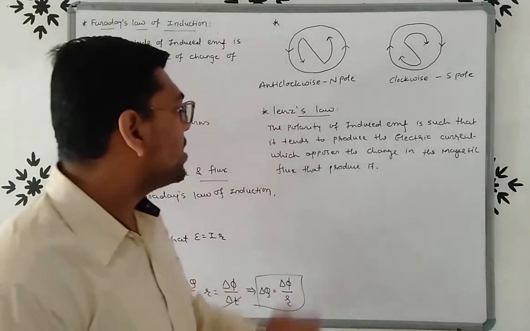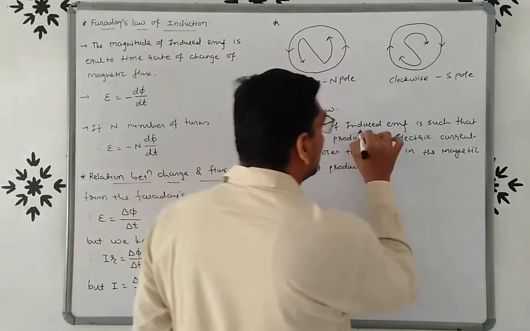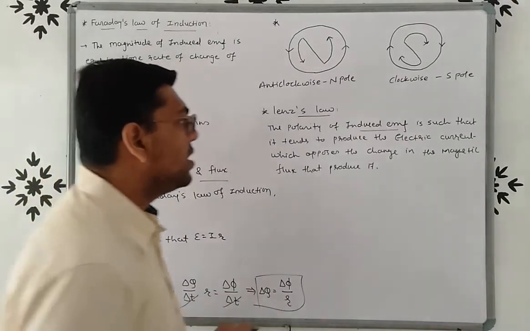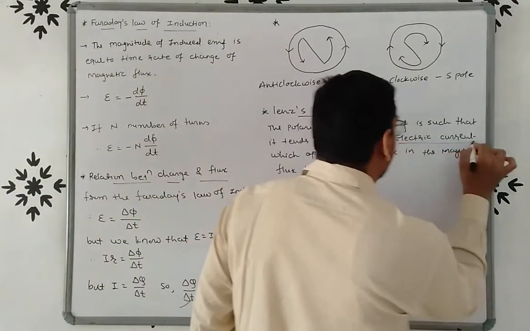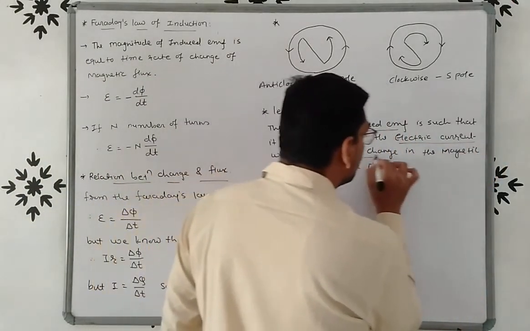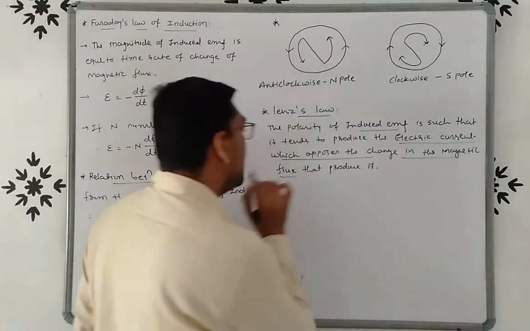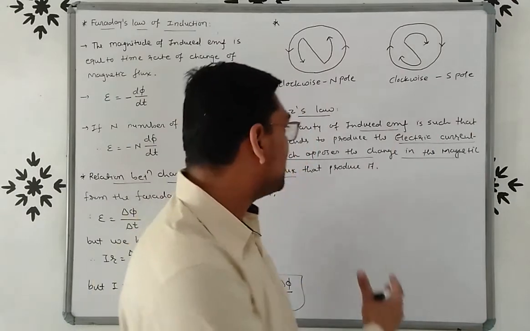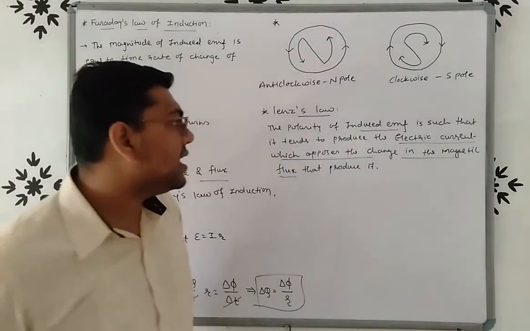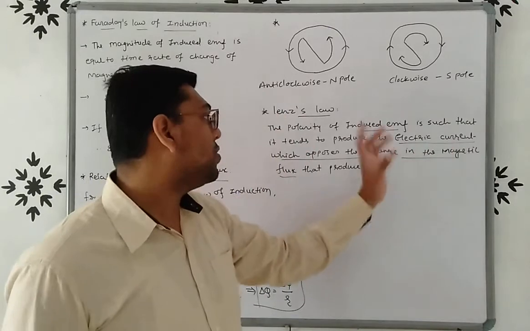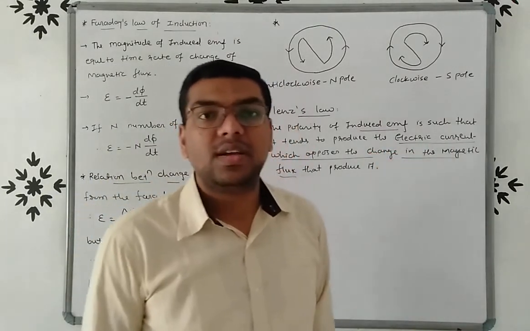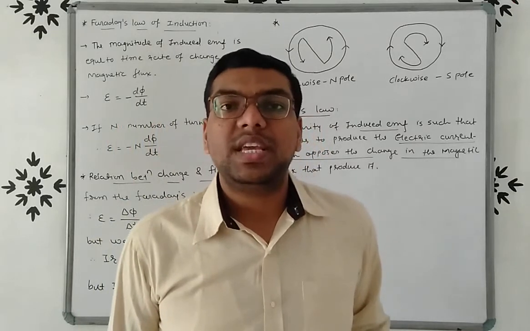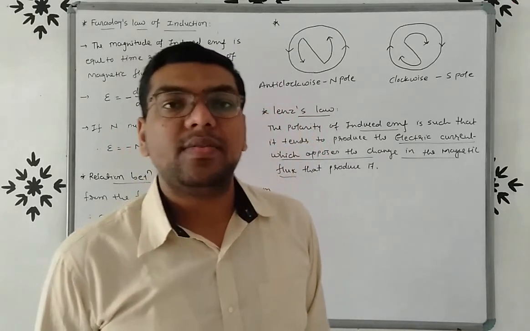So here the polarity of the induced EMF is such that it produces the electric current which opposes the change in the magnetic flux. So friends, from this statement we can say that the current is produced in such a way that it opposes the change in the magnetic flux.